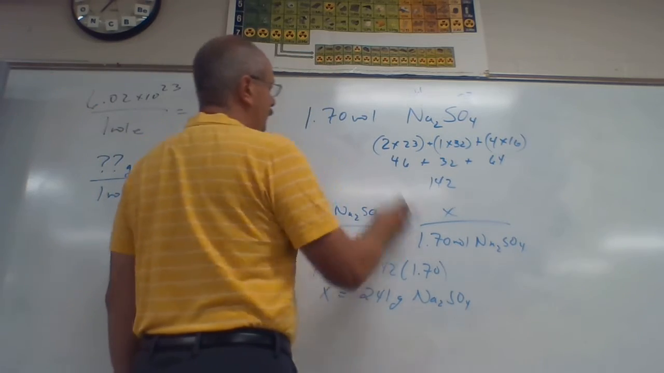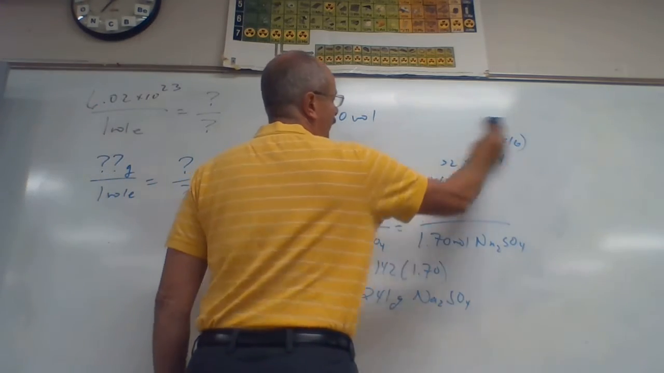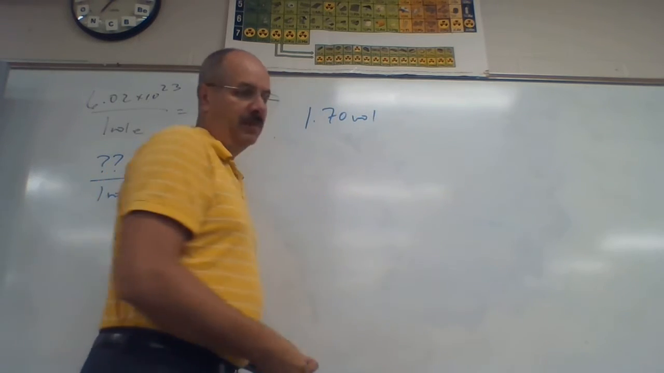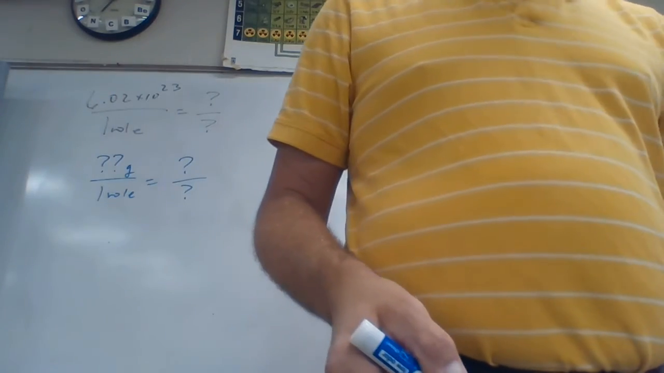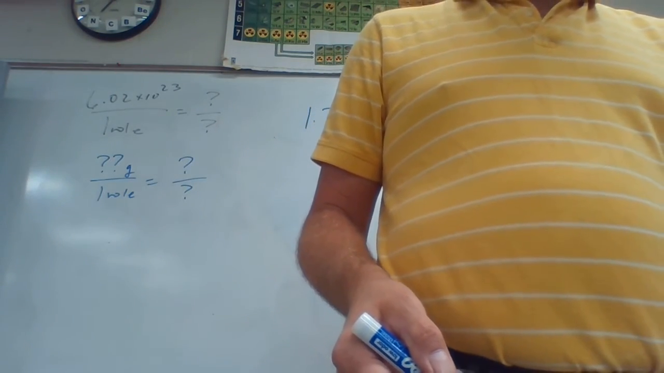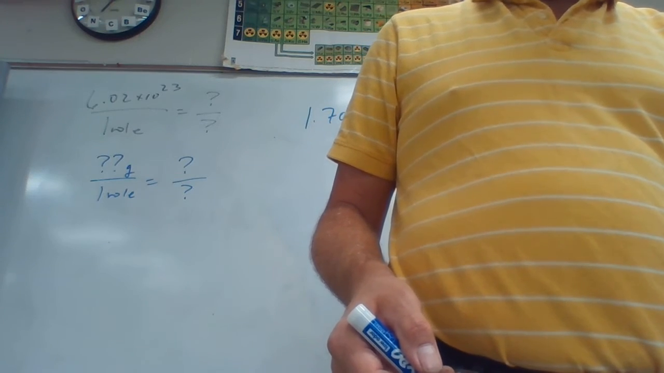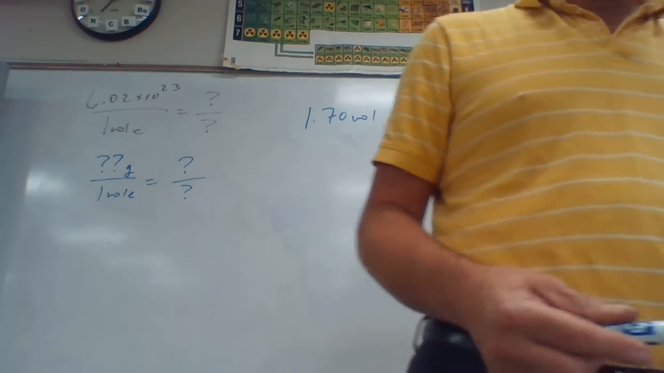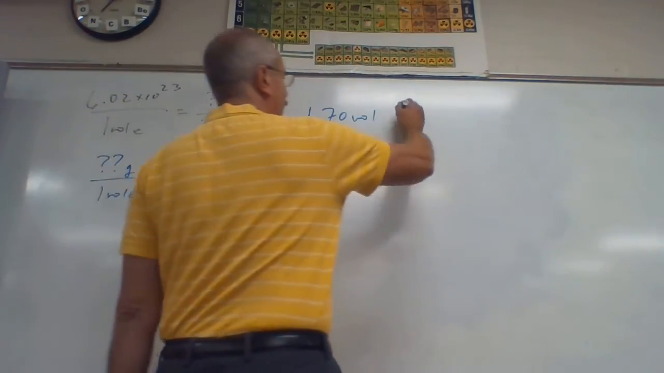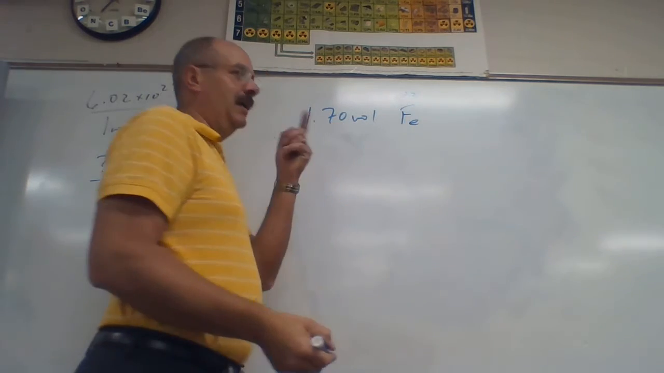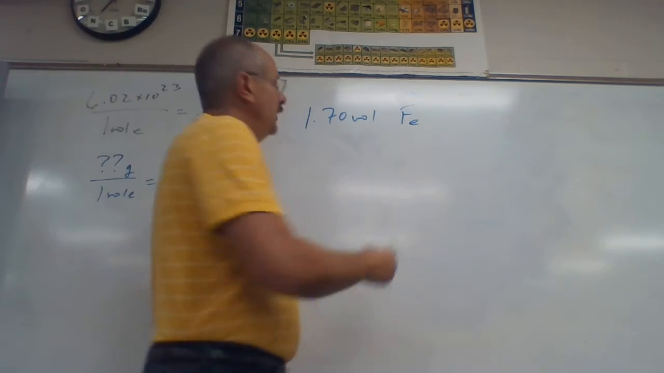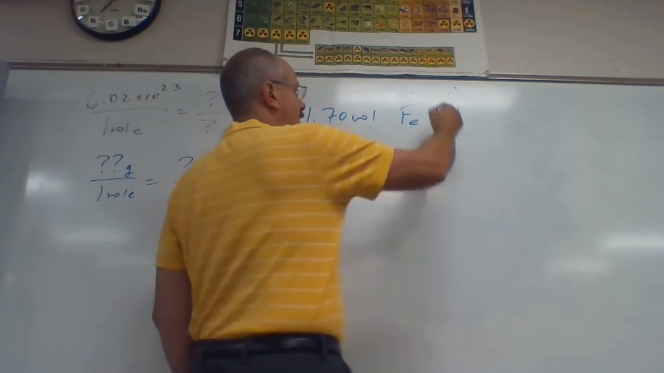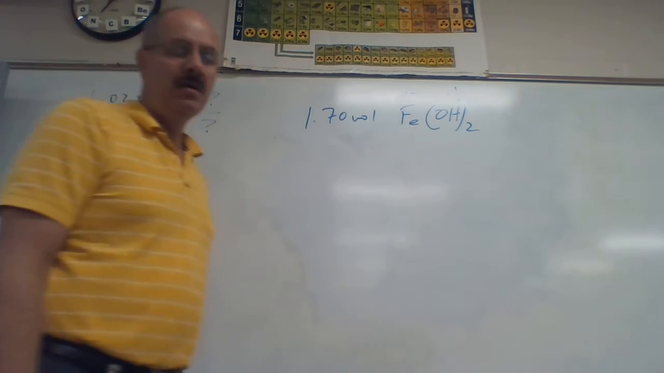All right, now we're going to the next one. I'm going to leave that 1.70 because that's what we're working with. But now we're going to change to a different substance. This time we've got iron hydroxide, iron 2 hydroxide. Iron 2, that's Fe, the 2 means it's +2. Hydroxide is on the polyatomic ion page, which is OH, and that's a -1. Those don't cancel each other, so I have to crisscross them. You put the OH in parentheses and make that 2.